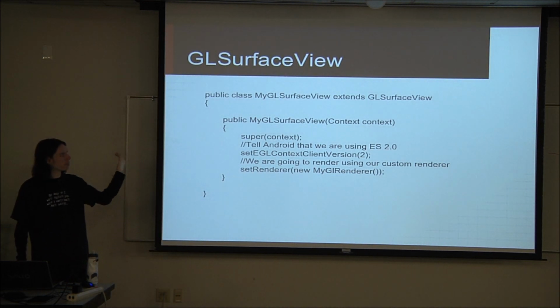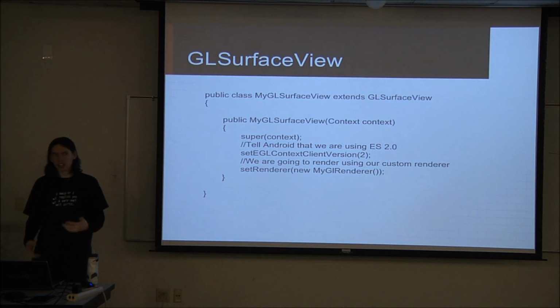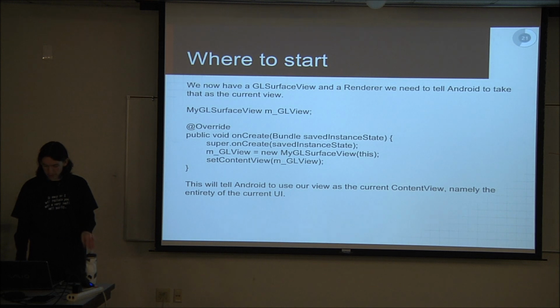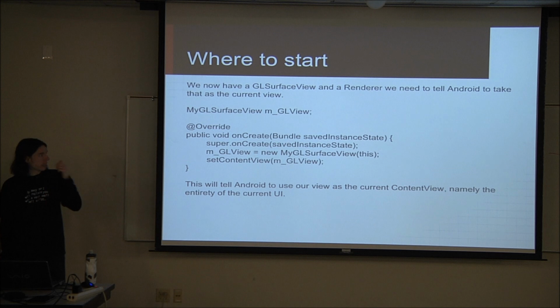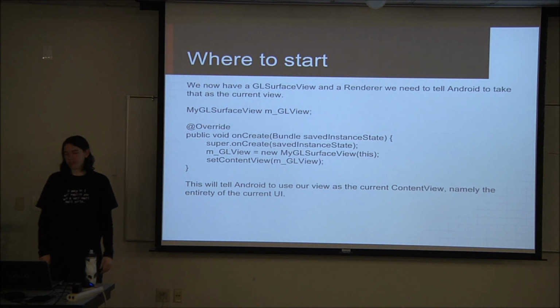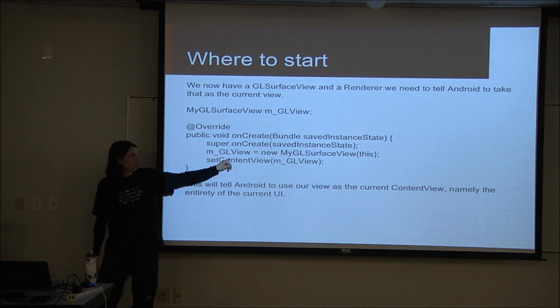So in the constructor for our surface view, we're just going to tell it the GL renderer. Context as far as this goes is essentially what activity am I running from, what application am I running in, what's the activity currently, where am I going with that. We now have a GLSurfaceView, we have a renderer. So what we need to tell the Android application is, hey look, we have a view. This is something we can see. We need to tell it to actually show that to the user. So we're going to set the content view to our newly created GL view.